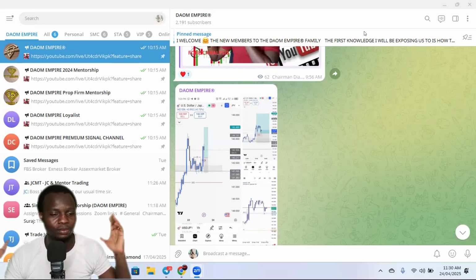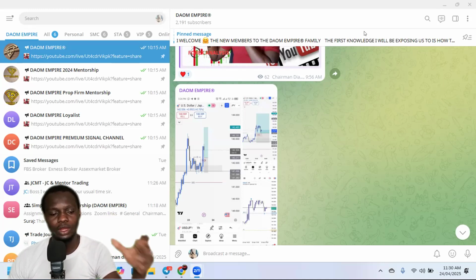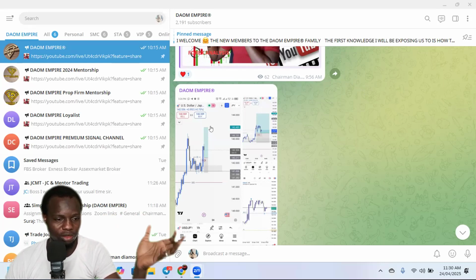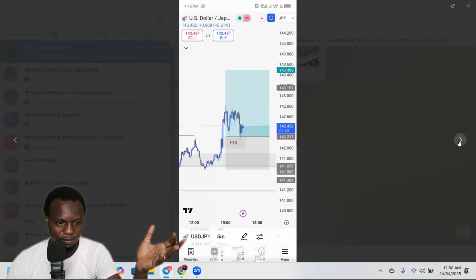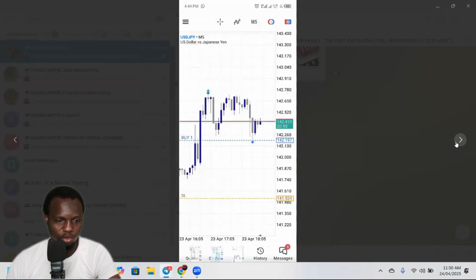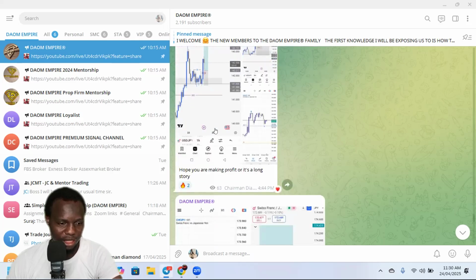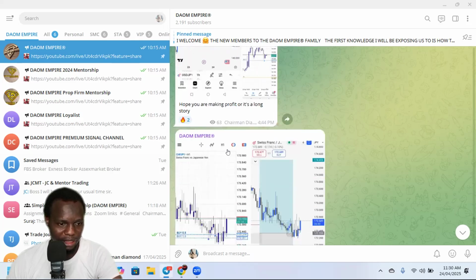And this time around, I want to show you how we caught a USDJPY trade yesterday. Ladies and gentlemen, this is my Telegram channel, and I shared this trade before. This was before the trade activates. This one, when it activates, switching to 5 minutes time frame, was when my execution also activated right here. I shared it here on my Telegram.